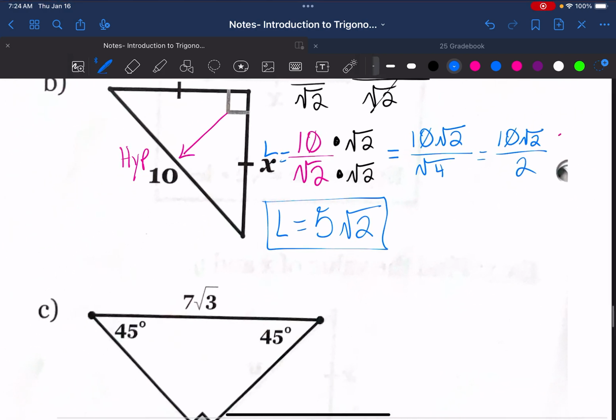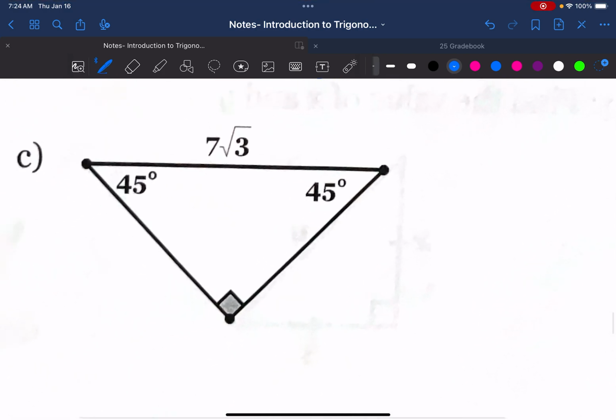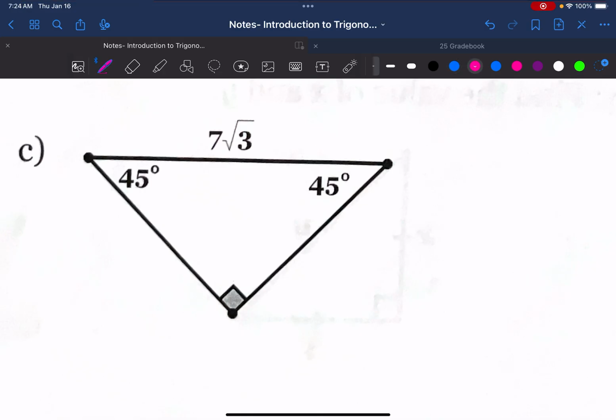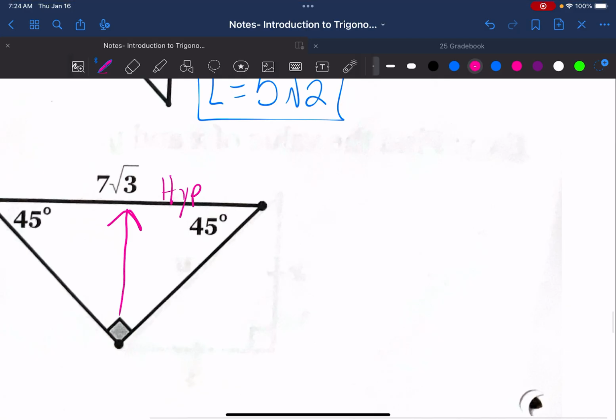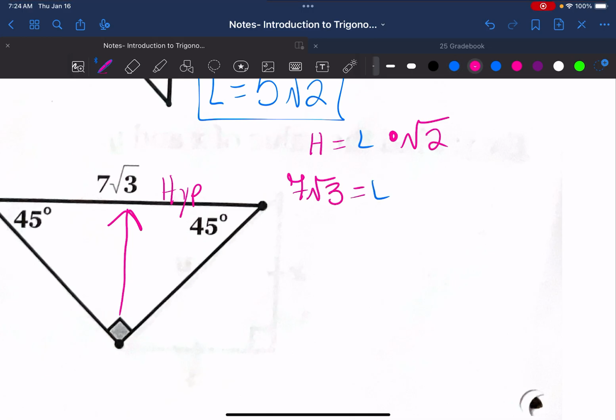But sometimes it's not that perfect. We can look here, and we see this one. This shows me my hypotenuse has a square root of 3. It's not even a square root of 2. So we need to find my legs. Again, same formula. Hypotenuse equals leg times square root 2. My hypotenuse is 7 square root 3, and we are solving for my legs. So we will end up dividing both sides by the square root of 2.